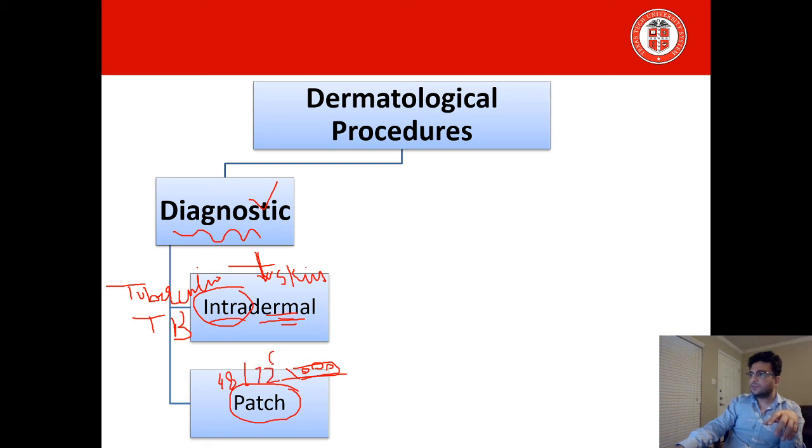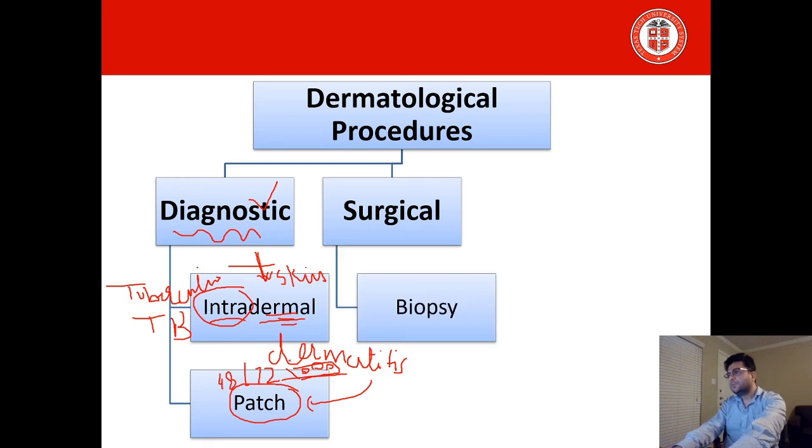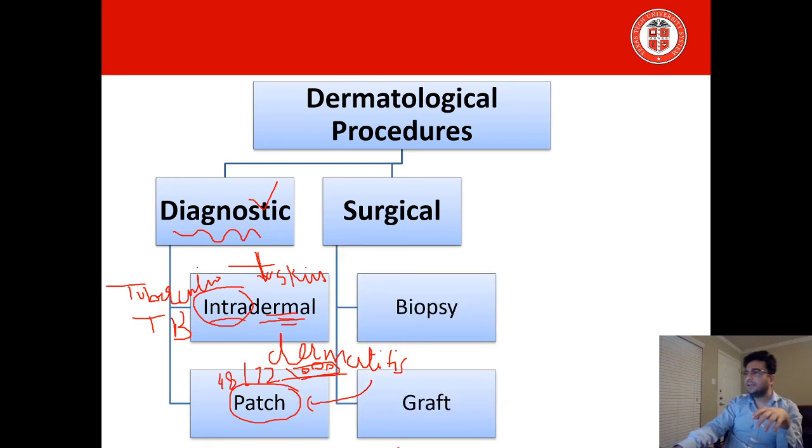This is commonly done for a lot of dermatitis cases where you want to know the allergen which is producing the allergy, so you can just patch it up and see what's the reaction of the body towards that allergen. Some of the surgical procedures, I think I want to talk a lot about biopsy.